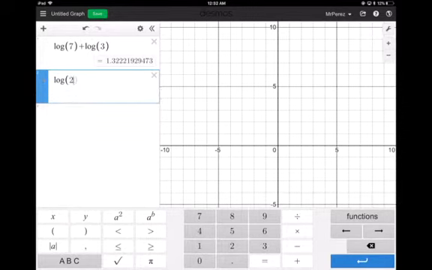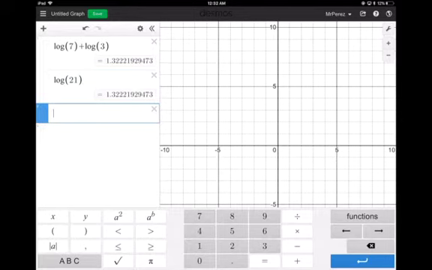So notice what happens when I do the log of 21. If you notice, I get the same exact value, 1.32221, then we'll talk about what that means. Yes, notice that I see the same thing. It seems that the log of 7 plus the log of 3, and remember, when there's no number in the bottom, the base is 10. So log base 10 of 7 plus the log base 10 of 3 is the same thing as the log base 10 of 21.